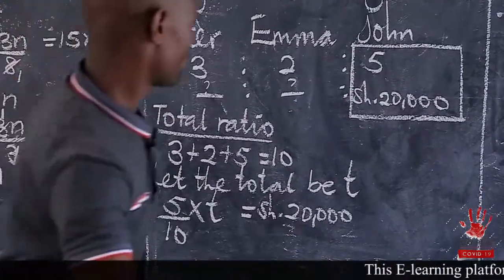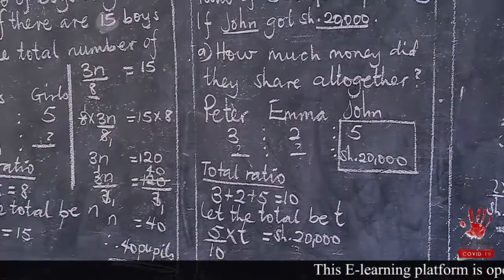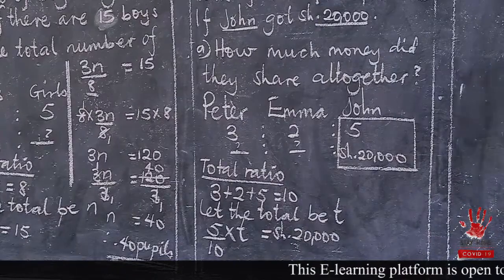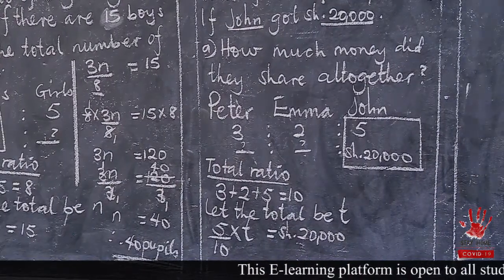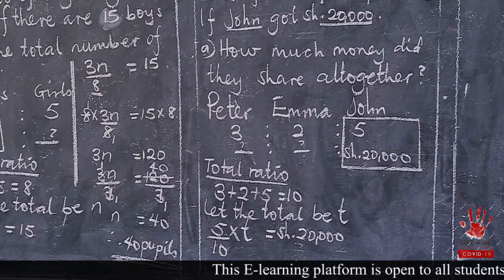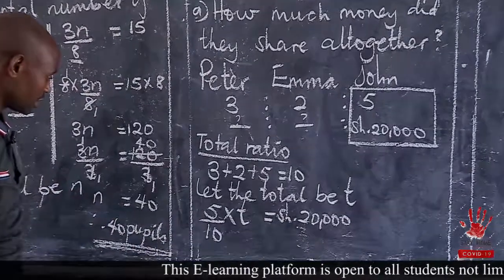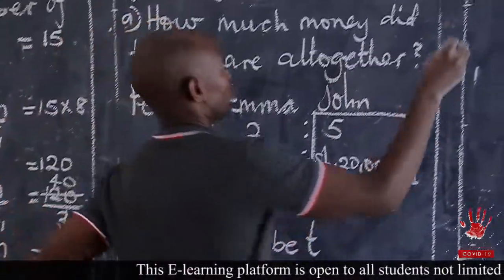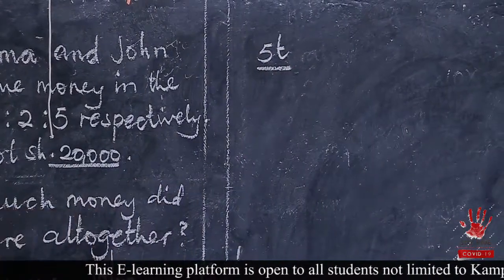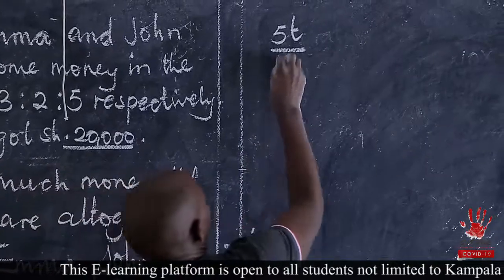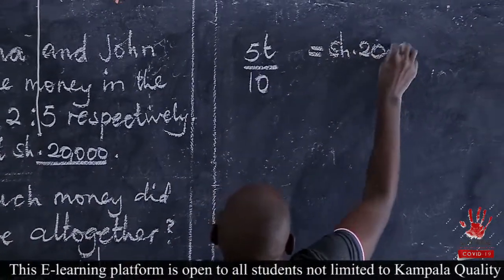Therefore, having formed that equation, 5 out of 10 times the total, which I don't know, is going to give me 20,000. Then we can further simplify this. 5 times T, what do we get? We shall get 5T out of 10. And this one will give us 20,000.